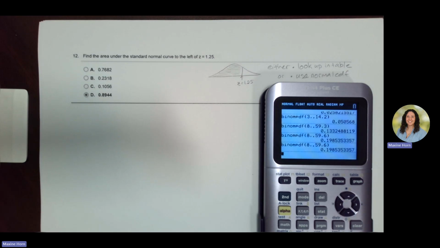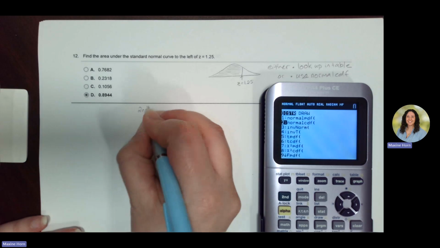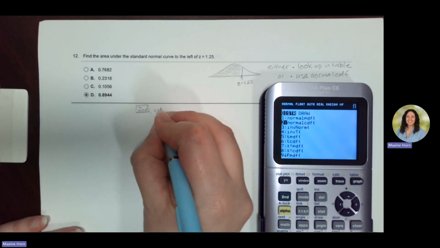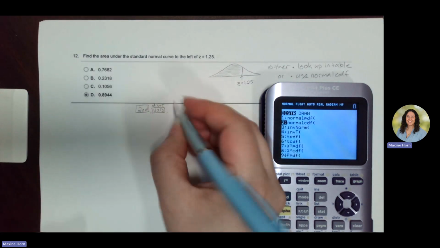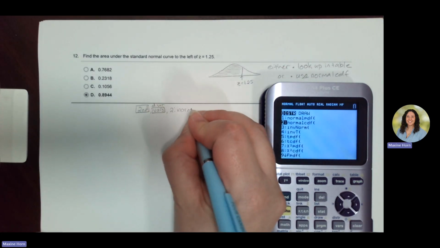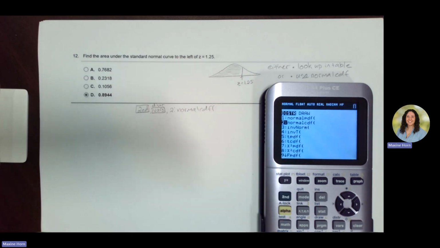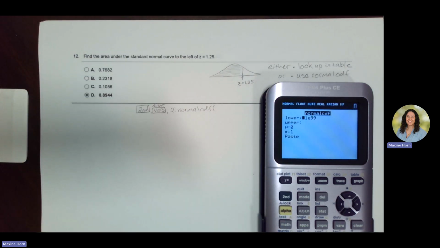That is going to be in the same menu that we've been in. We're going to go second, vars, and it's this second one right here. I'm not going to write this every time. And then we go down to number 2, which is the normal CDF. Now when we get into this menu, we have a few things happening here: a lower bound, an upper bound, a mean, and a standard deviation.